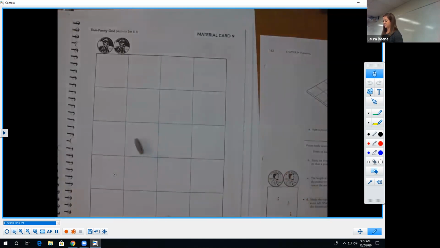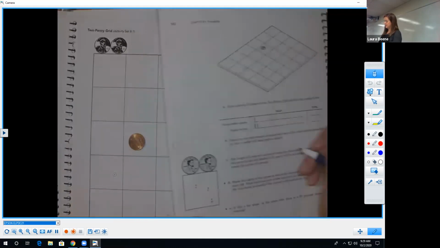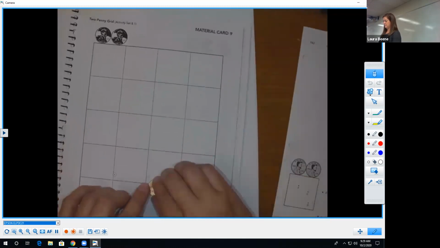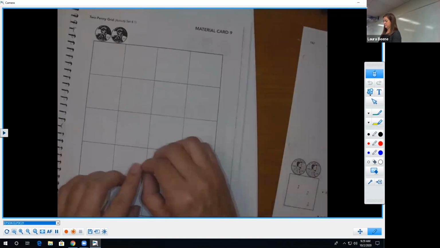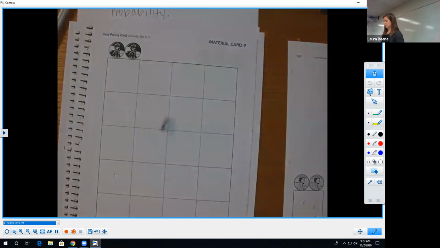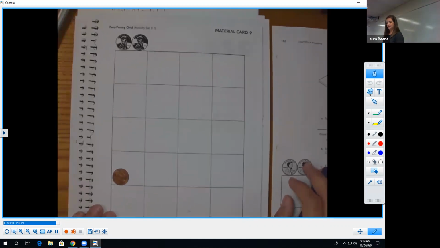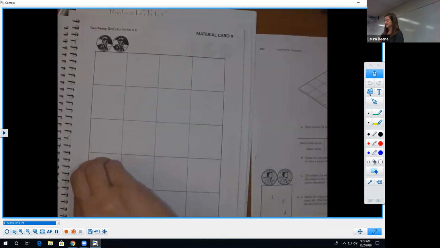I didn't practice this. That one landed in the square, so we're 2 for 2 so far. Let's try it again. There we go. And that one is in the square, it's not actually touching the line if you look at it really, really close. So we're going to say it's in the square.